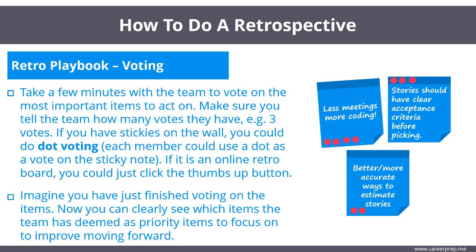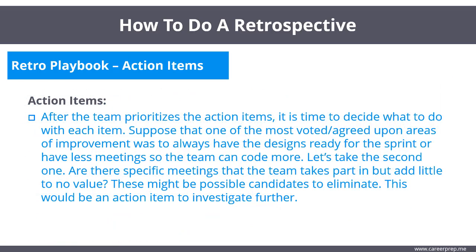Okay, so imagine you have just finished voting on the items. Now you can clearly see which items the team deemed as a priority to focus on to improve moving forward. Action items. After the team prioritizes the action items, it is time to decide what to do with each item. Suppose that one of the most voted or agreed upon areas of improvement was to always have the designs ready for the sprint or have fewer meetings so the team can code more.